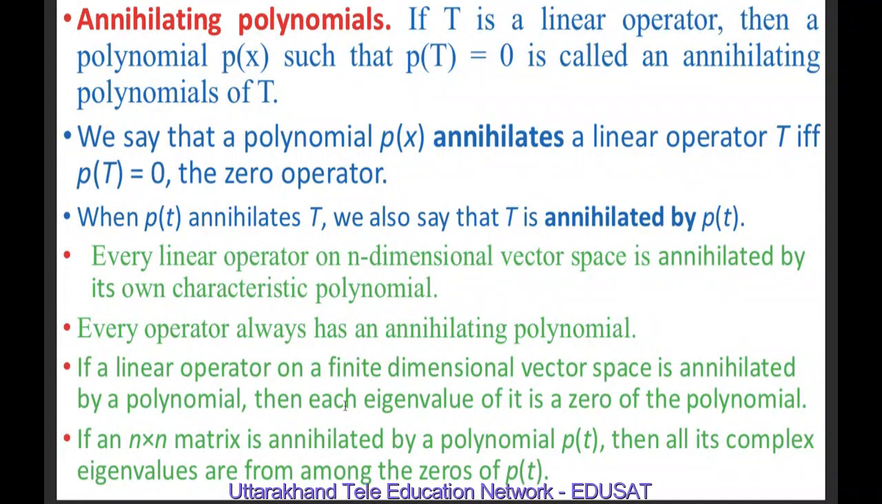If a linear operator on a finite dimensional vector space is annihilated by a polynomial, then each eigenvalue of it is a zero of the polynomial. If an n by n matrix is annihilated by a polynomial p(t), then all its complex eigenvalues are from among the zeros of p(t). Zeros of p(t) means the values of the variable t which satisfy the polynomial.